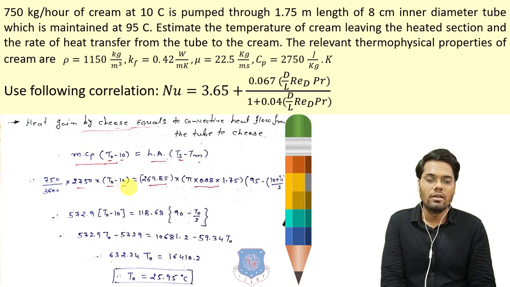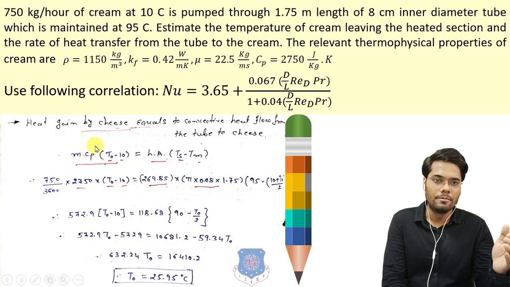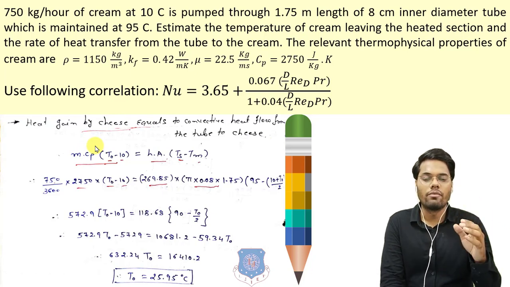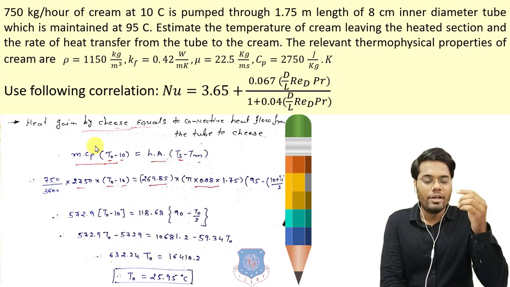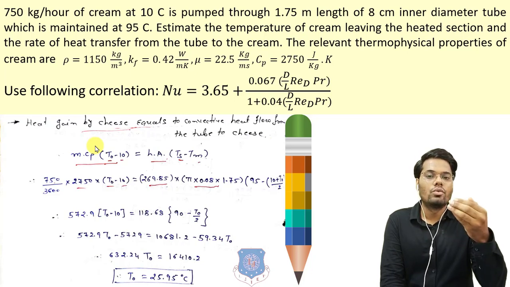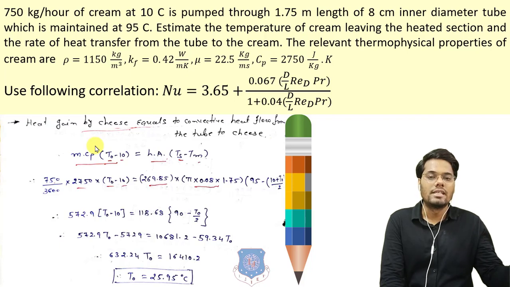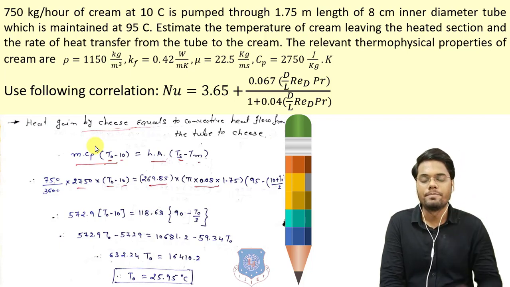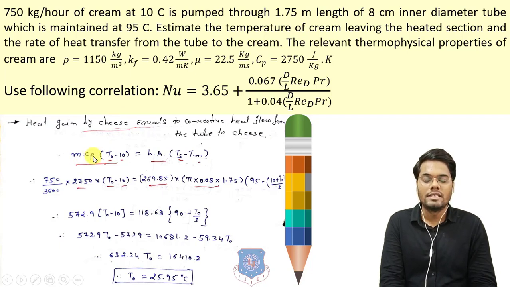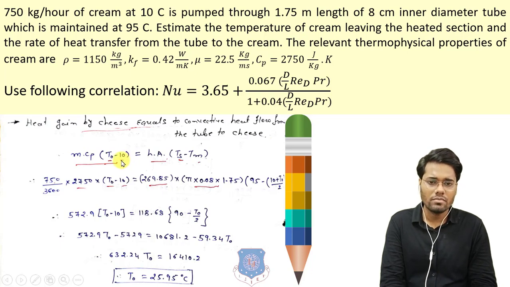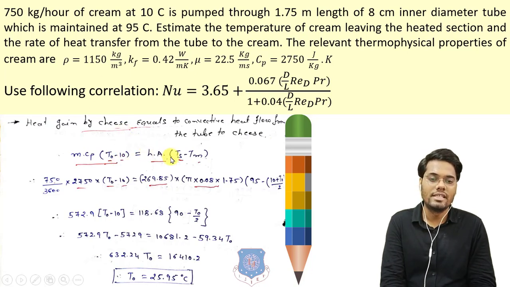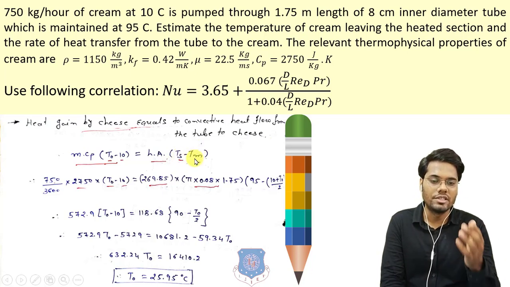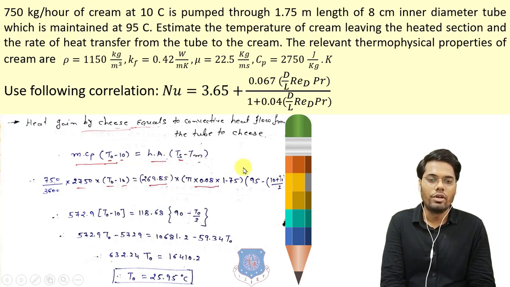So we can write the equation m c delta T equals h A delta T, because whatever heat is supplied from the tube surface to the cream is by convection, and the resulting temperature rise of the cream can be calculated using m c delta T. Here m is the mass flow rate, c is the specific heat, and the temperature difference is the outlet temperature of the cream minus the inlet temperature, which is 10, equal to h A delta T. In this h A delta T, Ts is the surface temperature of the tube and Tm is the mean temperature, which is 10 plus To divided by 2. So in this whole equation only To is unknown.